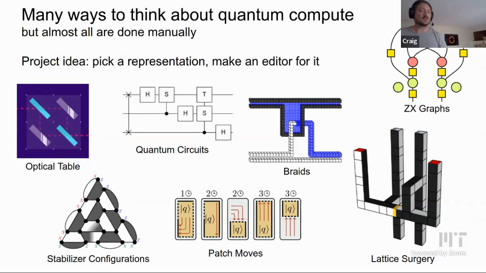For example, one of the weird things about converting an optical table into a circuit diagram is that things that show up once on the table can show up multiple times in the circuit, because the beam path bounces off things and goes through the same object multiple times.